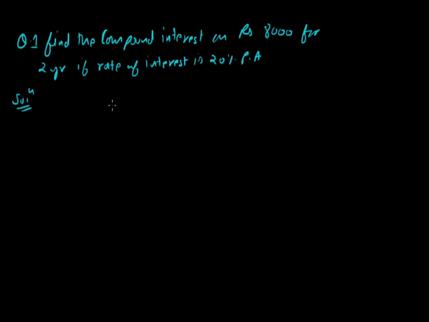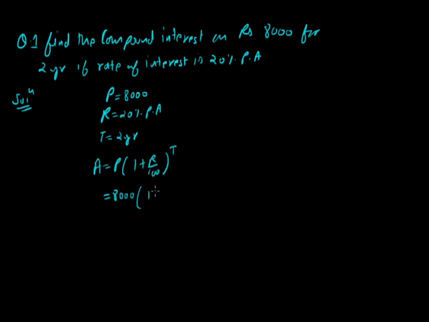Now let's see the solution. As we know, it is given that the principal is 8,000, the rate of interest is 20% per annum and the time period is 2 years. So as we know, amount is equal to P (1 plus R by 100) raised to the power T. In place of P I write 8,000, in place of R I write 20 by 100, in place of T I write 2.